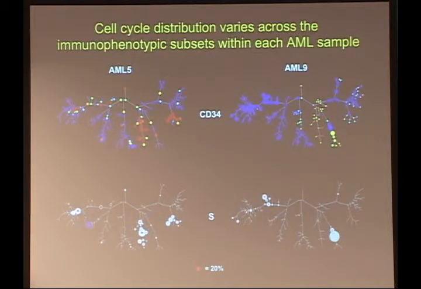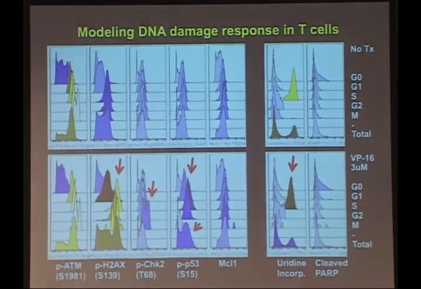immunophenotypic populations in the leukemia, and some of them proliferate and some of them don't, which is interesting. Some of this had been known before, but never looked at in this kind of detail. And a different AML sample has a very different pattern with different relative rates of proliferation. So very interesting technology from that aspect.